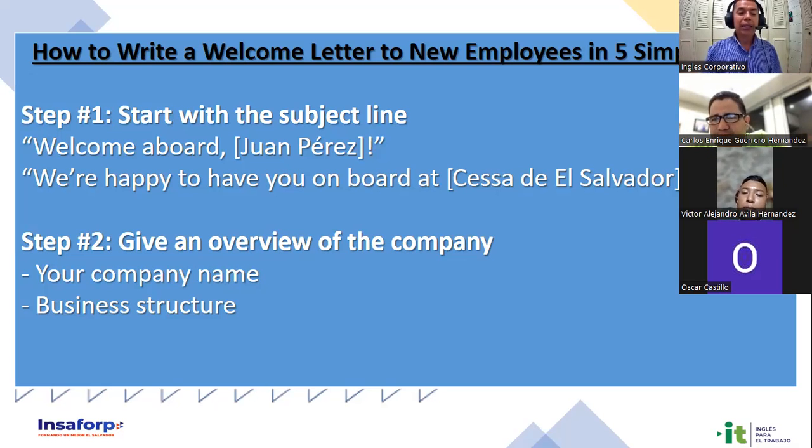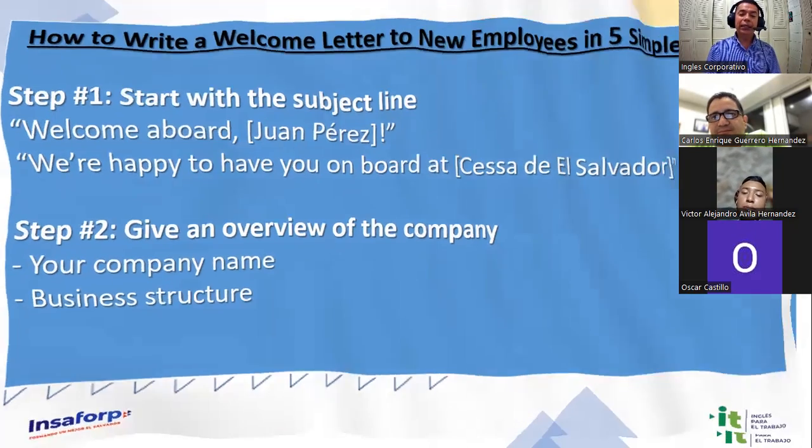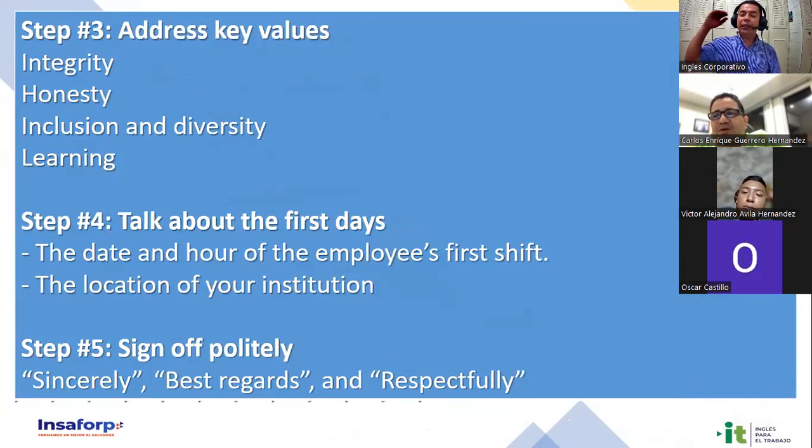Those are examples. Number two, give an overview of the company, right? Say, the name of the company is this, the business structure is this, the manager, the CEO, right? El ejecutivo se llama así. And we have this and this number of employees. Tenemos tres edificios. El jefe principal se llama así. Nuestro producto se vende en San Salvador, etcétera, etcétera, for example, right?